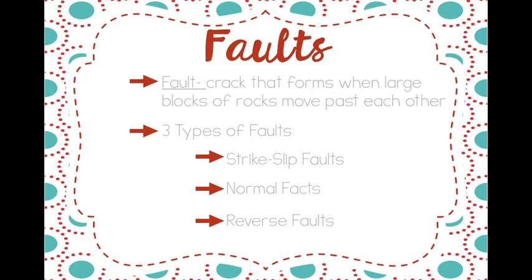All right, there are faults as well. A fault is a crack that forms when large blocks of rocks move past each other. There are three types of faults. This is what you guys went ahead and demonstrated with the Play-Doh. There's strike-slip faults, there's normal faults, and then there's a reverse fault. Keep in mind the strike-slip faults are the ones that move horizontally right next to each other. The normal faults, and I did have a typo there, my apologies, it should be faults, not facts, are the ones where the hanging wall moves down in relation to the footwall, and the reverse fault is when the hanging wall moves up in relation to the footwall.